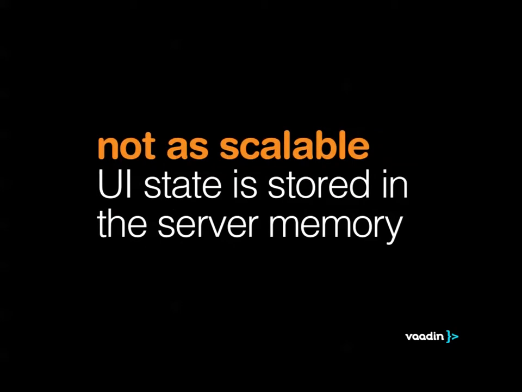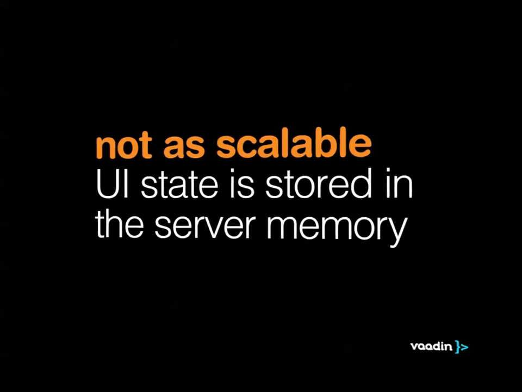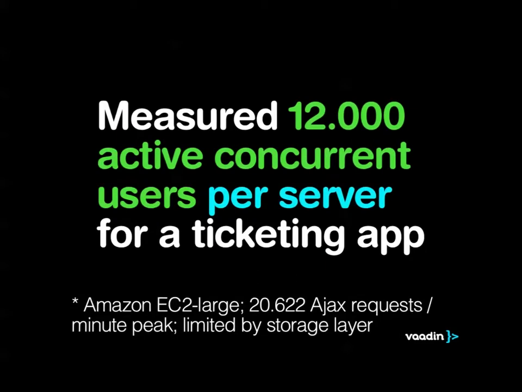On the downside, it's not as scalable. Your user interface state is stored in the server's memory, so it certainly consumes that memory, and it eats more CPU as more of the processing is done on the server side. In practice, this might not be a problem for an enterprise application. For example, for a ticketing application, we measured 12,000 concurrent users per front-end server. So with just one server, you could run quite a large enterprise application. For a front-facing application where you're expecting to have millions of users, this might not be enough. So for that kind of application, you probably should be doing client-side RIA. But I think for most enterprise applications, just add a couple of front-end servers and you are good to go.